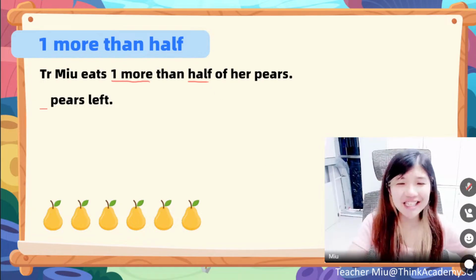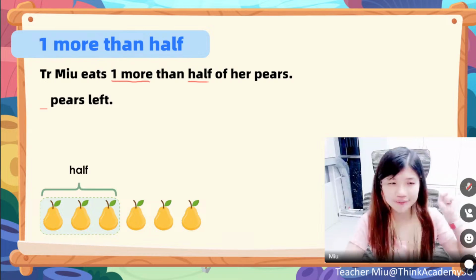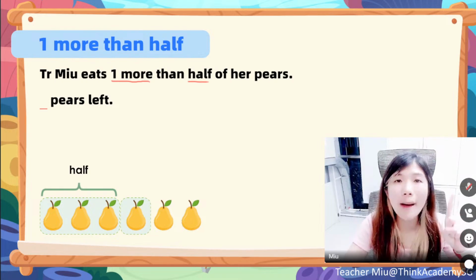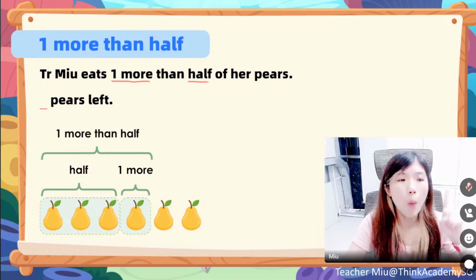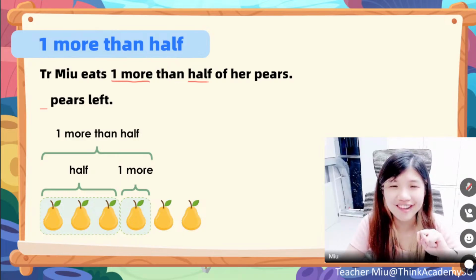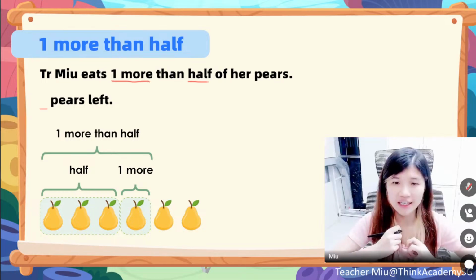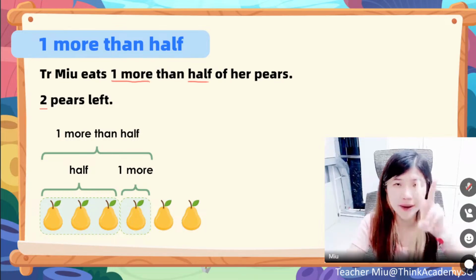Good. Actually, I should take out the half first. This is the half. But that's not the end. I still eat one more. Altogether, this part shows you one more than half. So this is actually what we have as one more than half that Miu has eaten. So in the end, we still got 2 pears left.